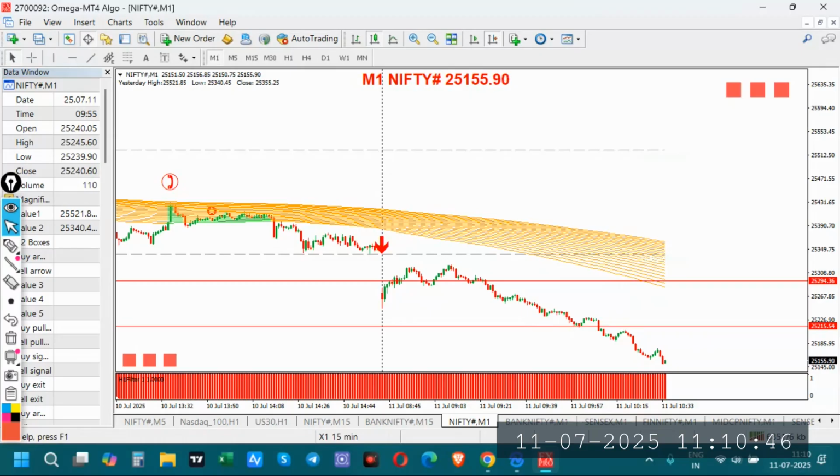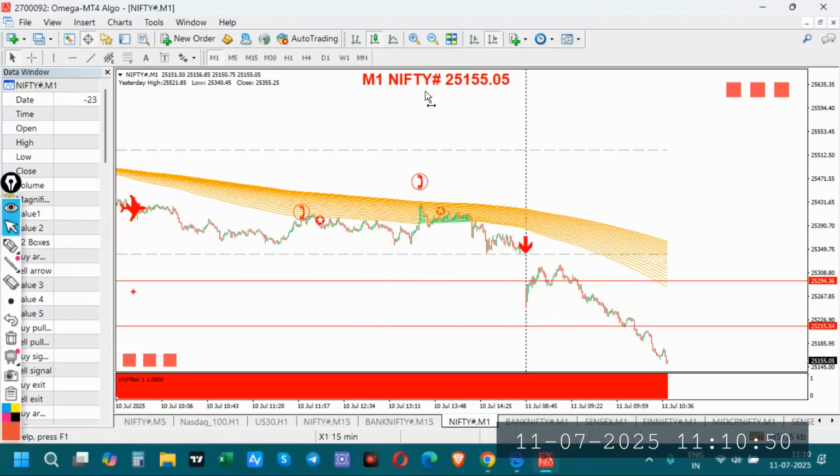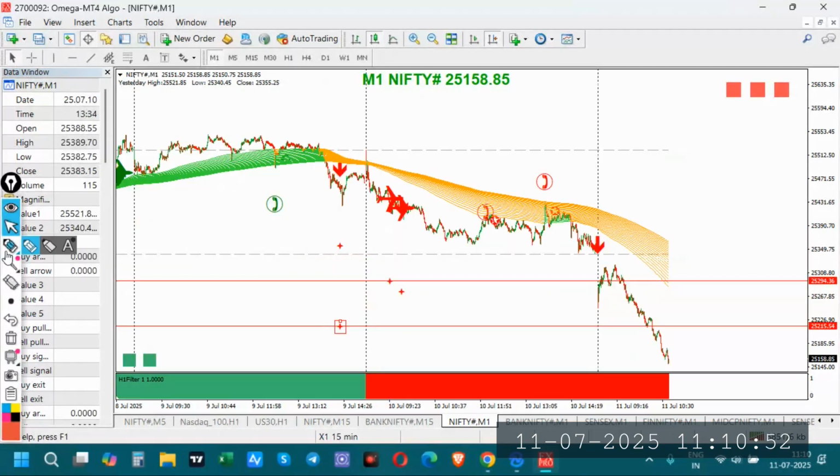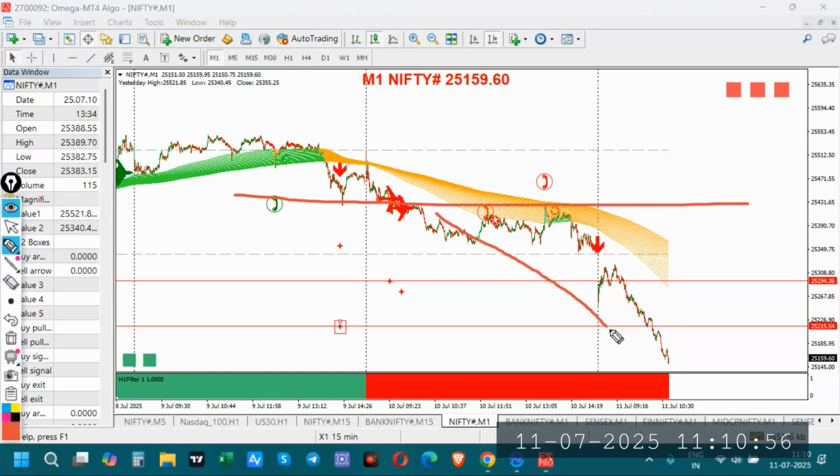See here, continuously sell signal is going on, and from 25,420, the signal 25,410. Right now, you can see we are at 25,158. Almost 250 points profit in this one. So इसमें देख लीजिए ना, without any hesitation, without any confusion, you can take trades.